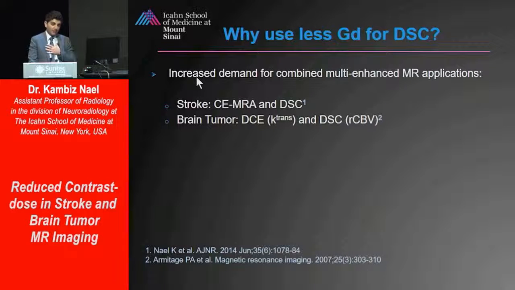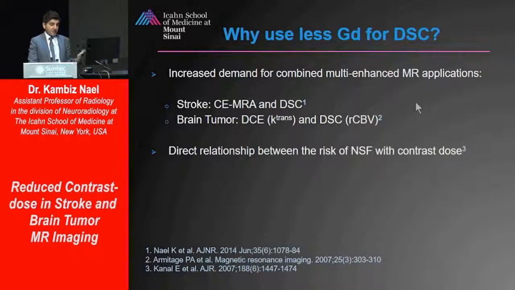Again, in my practice, the main reason is increased demand for combined multi-enhanced MR applications. For a stroke, I like to do contrast-enhanced MRA and DSC perfusion in the same setting, so I need 2 injections. And for brain tumor, I like to combine DCE, or dynamic contrast-enhanced perfusion, and dynamic susceptibility contrast, or DSC, at the same session, and again I need 2 injections. So the options are to give patients 2 doses of contrast, or to use the same contrast dose, split the dose basically, and accomplish both of these sequences and image acquisitions.